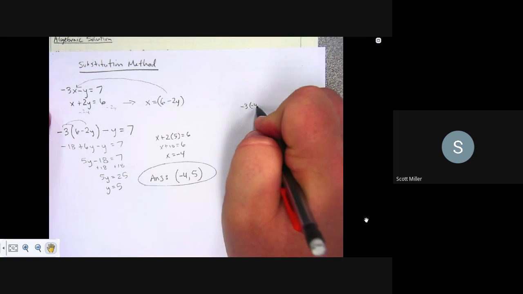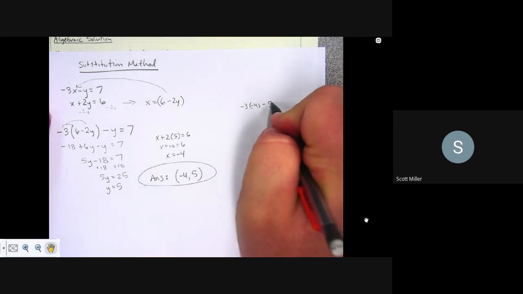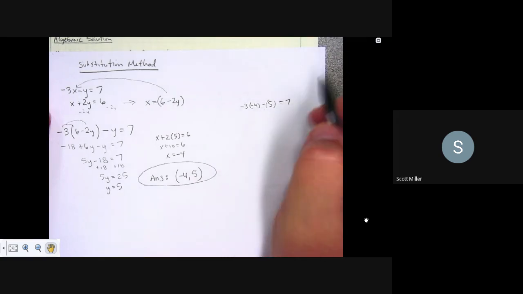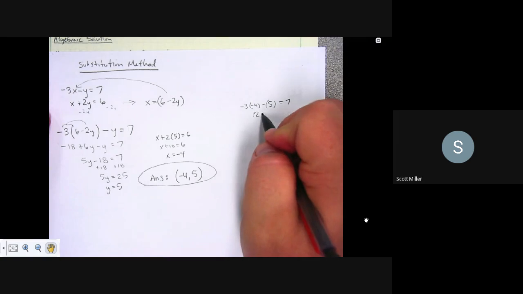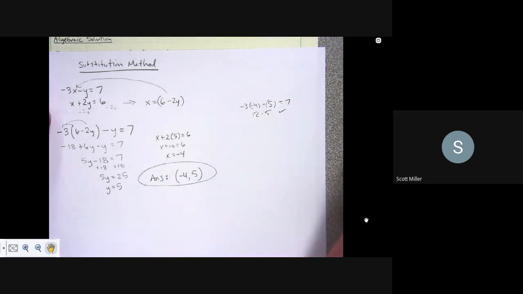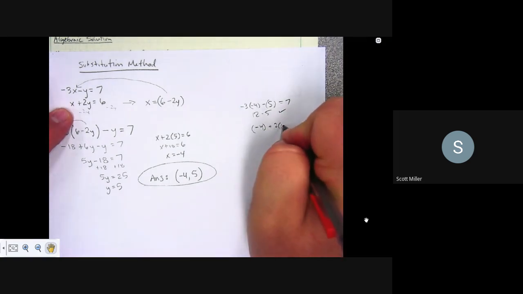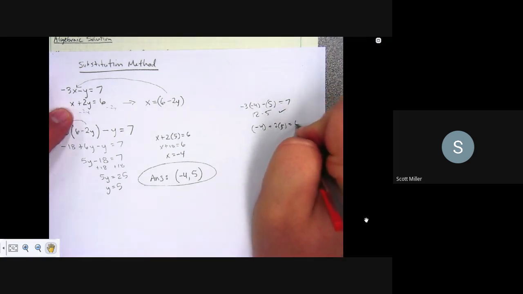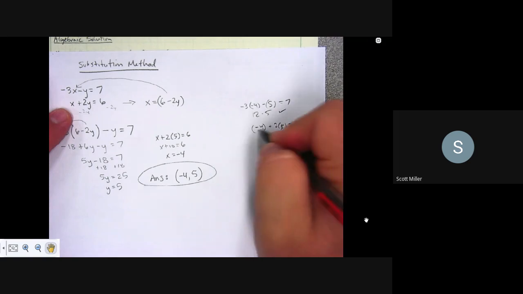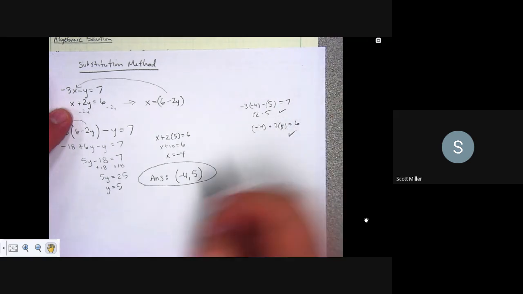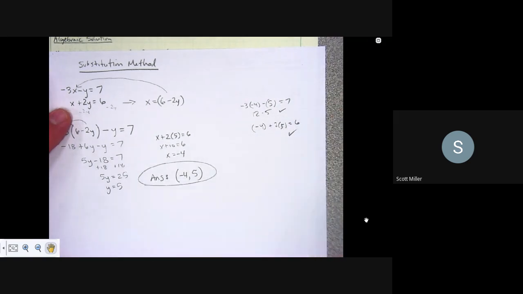Negative 3 times negative 4 minus 5, is that 7? Well, that right there is 12 minus 5. Yes, indeed, that is 7. And then this one right here, negative 4 plus 2 times 5, is that 6? Well, that's 10 minus 4. That is indeed 6. You have confirmed that that is indeed my answer. Okay? This is the substitution method.